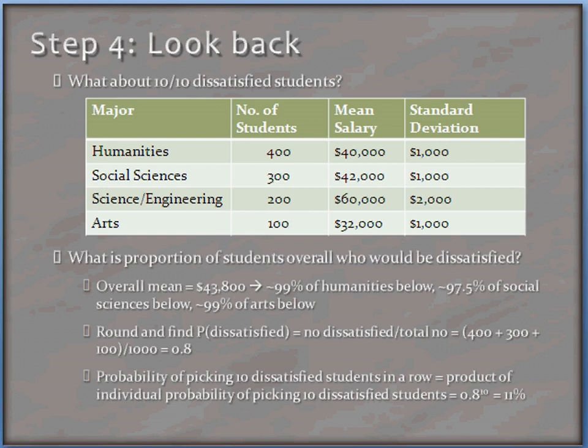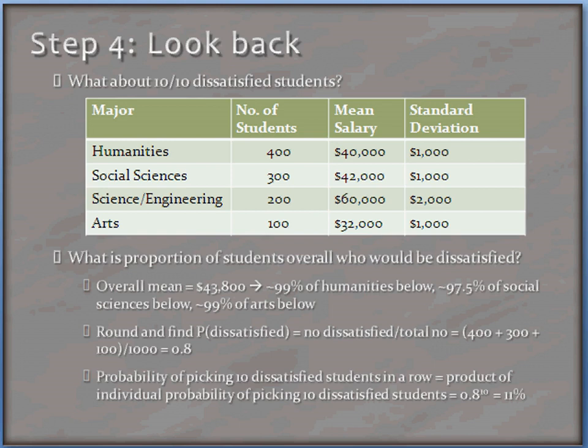Now we can see that for humanities majors, the mean salary is $40,000 and the standard deviation is $1,000. We know that almost all students will fall within 3 standard deviations of the mean, and the upper bound on this is $43,000. So that means almost all students are below the overall mean if they're humanities majors. A similar thing is true for arts majors, whose mean salary is $32,000 with a standard deviation of $1,000. Looking at social science students too, we see that the mean is $42,000 and the standard deviation is $1,000, which means that approximately 97.5% of social sciences students have a salary below the mean, because the overall mean is approximately 2 standard deviations above the social sciences mean.